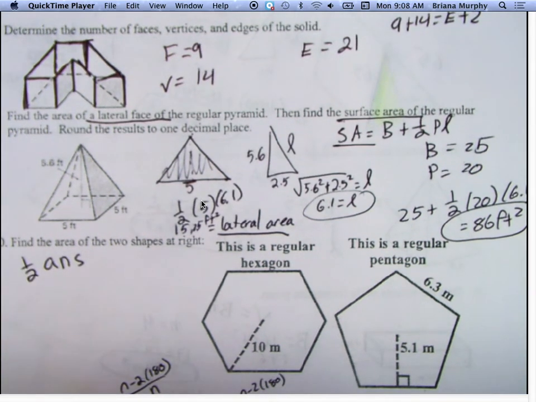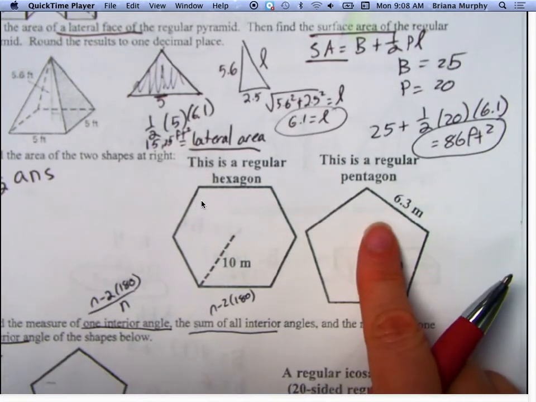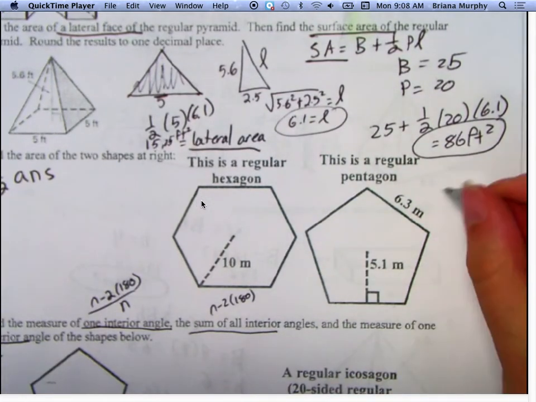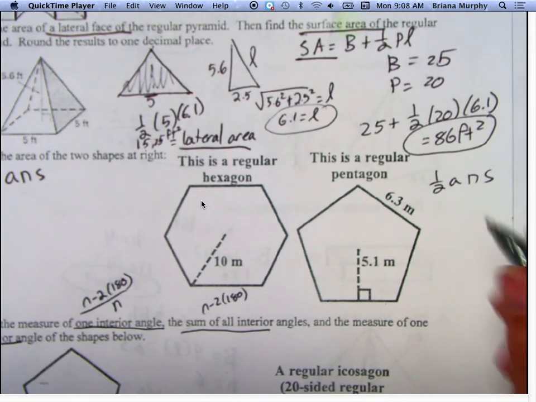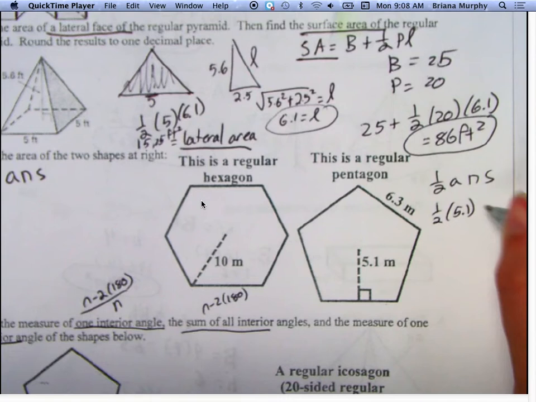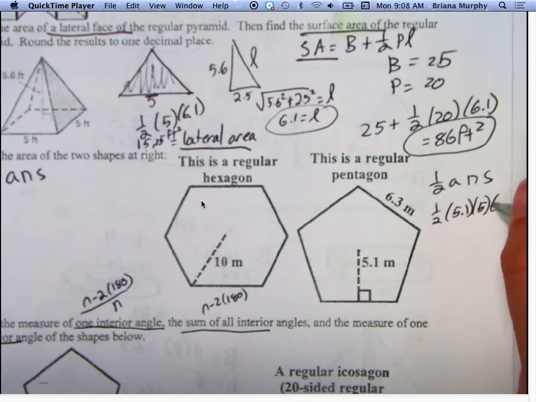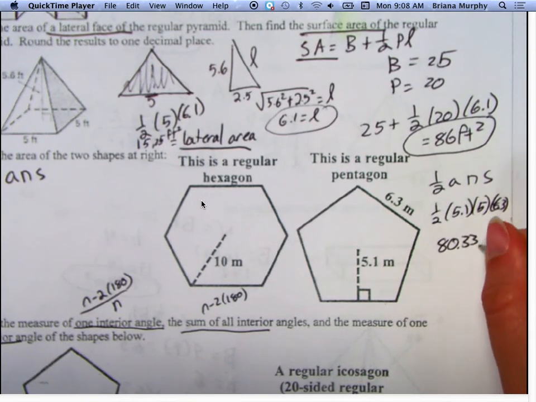Okay. Number 10. I'm going to do this one first because it's easier. This is on the board. It's 1/2 the apothem times the number of sides times the length of the sides. So that's 1/2 times 5.1 times 5 times 6.3. And that just gives me 80.33 meters squared.